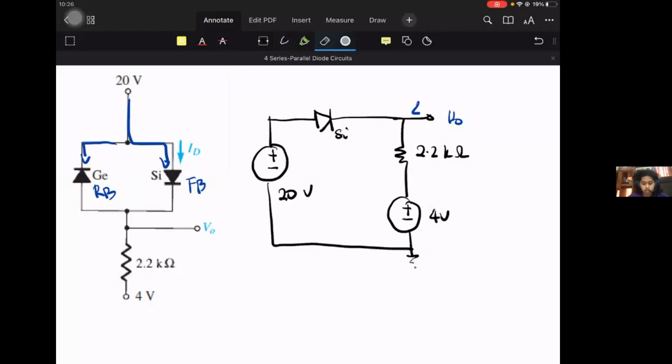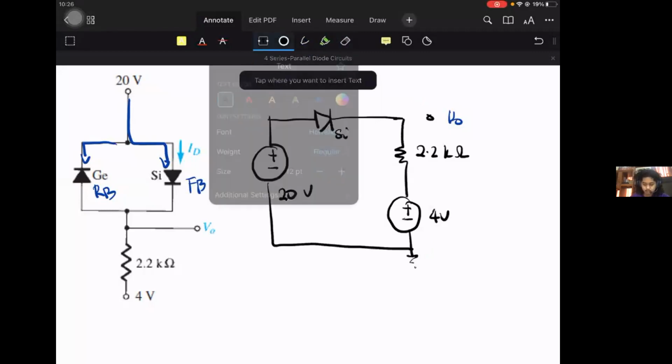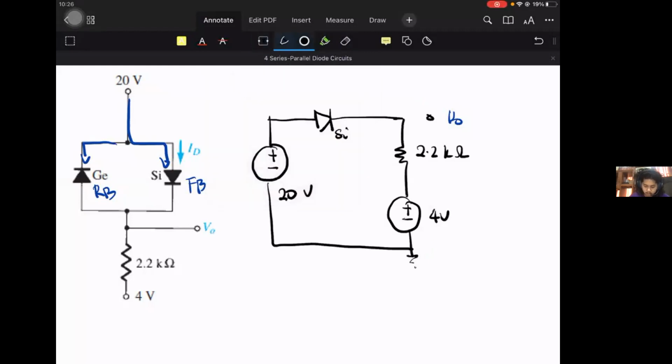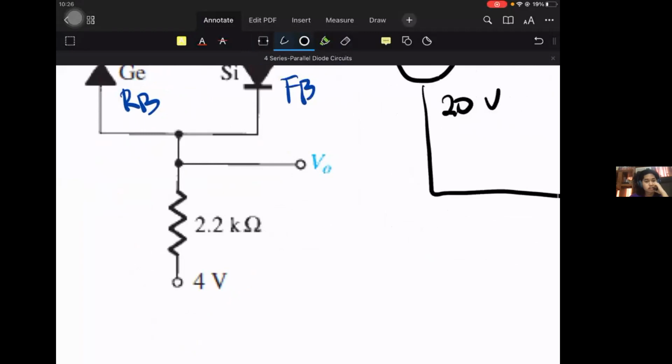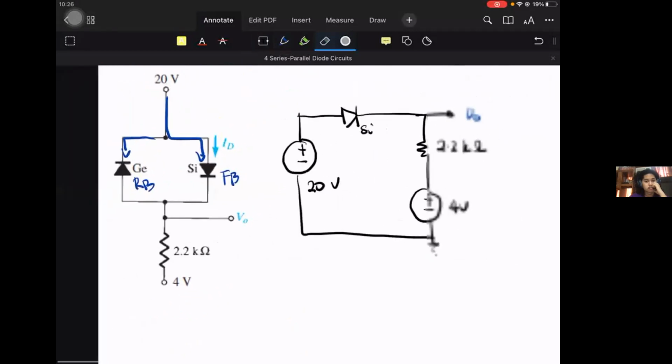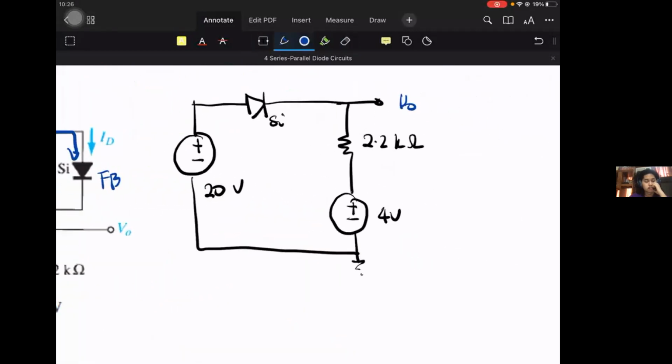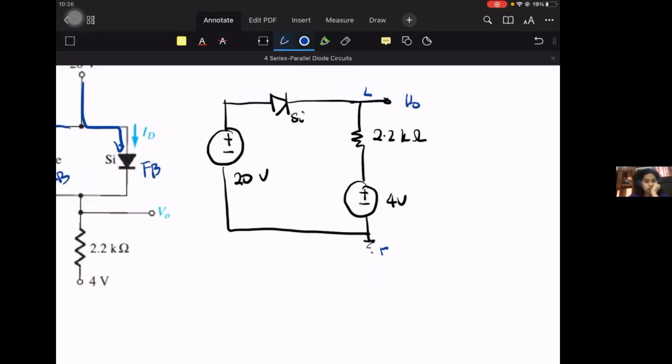Based on the original circuit, VO is measured from this point to ground. From that point to ground. Meaning, when you measure VO, it will include the positive 4 volts. So we will deal with that later when solving for VO. Okay, let's do KVL in that direction.